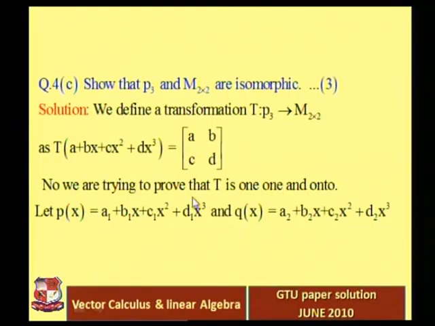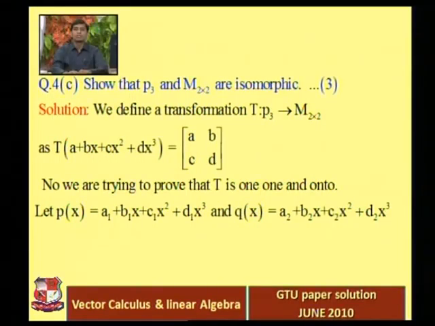So for 1-1, what do we have to do? If T is our transformation, to prove 1-1ness, we have to start with T of x is equal to T of y and prove that x is equal to y, for all x, y belonging to the domain.